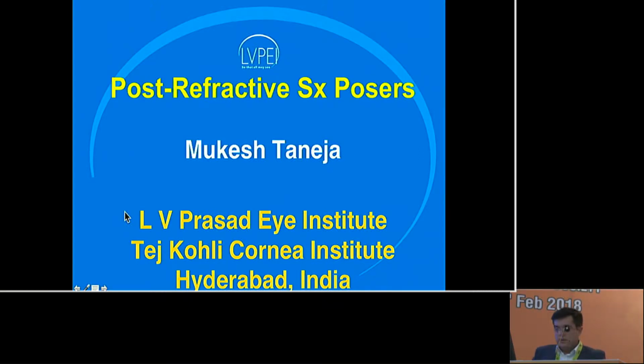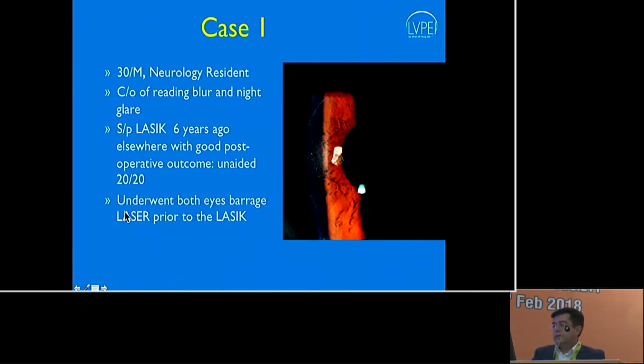We shall be talking now about the post-refractive situations where you are doing a cataract surgery. This is a 30-year-old gentleman who was a neurology resident, who came to us complaining of a little bit of blur in his vision and especially night glare while driving. He had undergone LASIK about 6 years ago and had very good post-op results. Vision was 20/20 immediately after LASIK. He had undergone barrage laser in both eyes, which is not related to this particular situation.